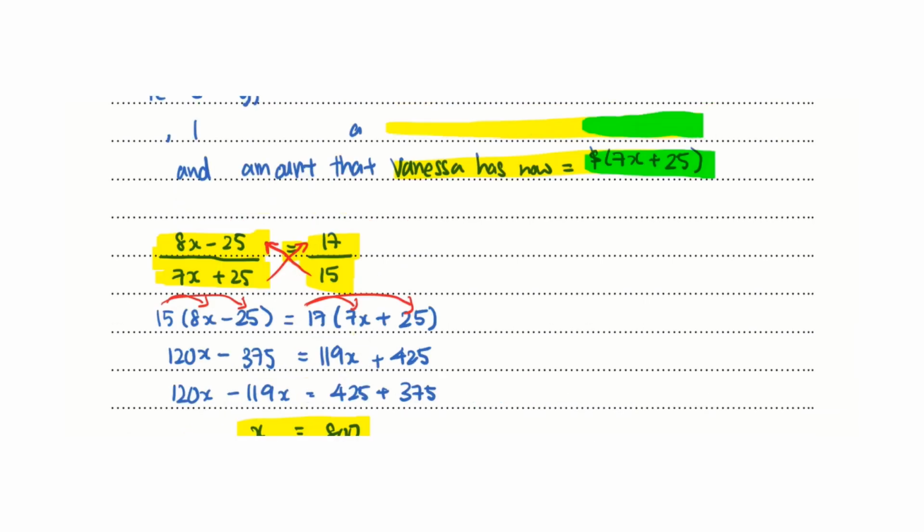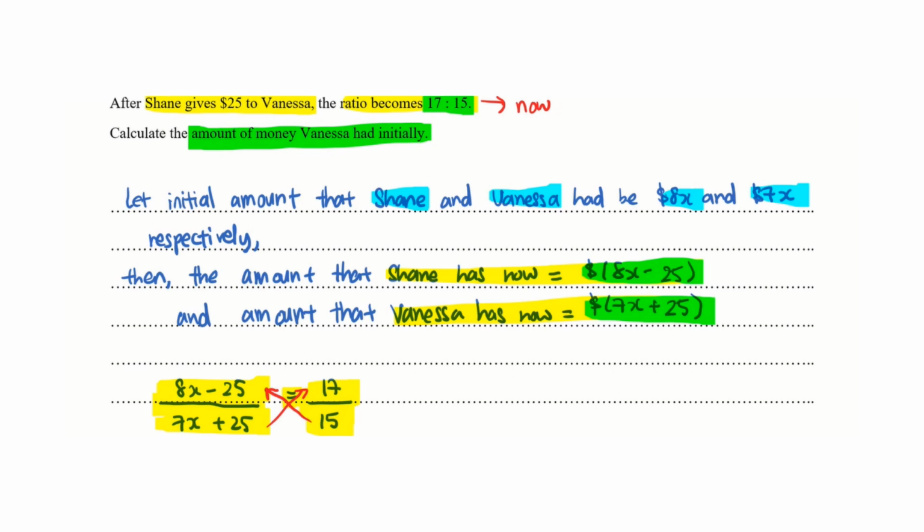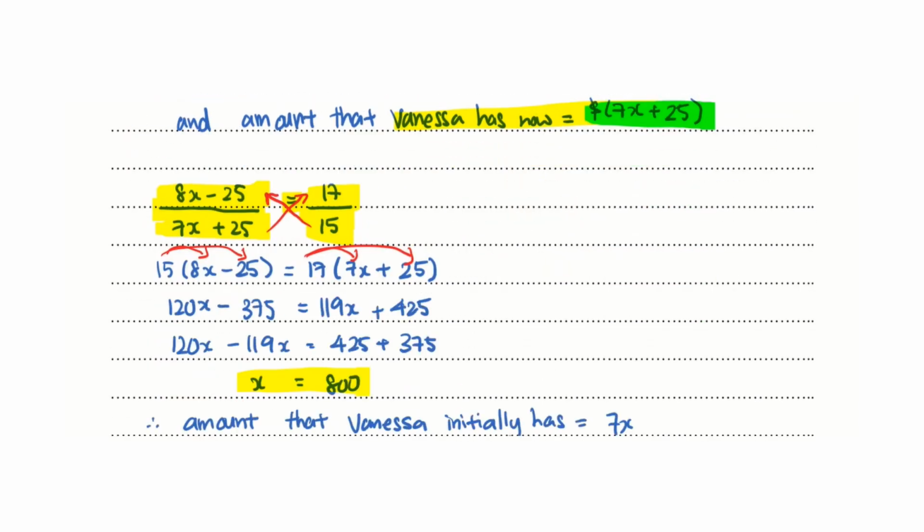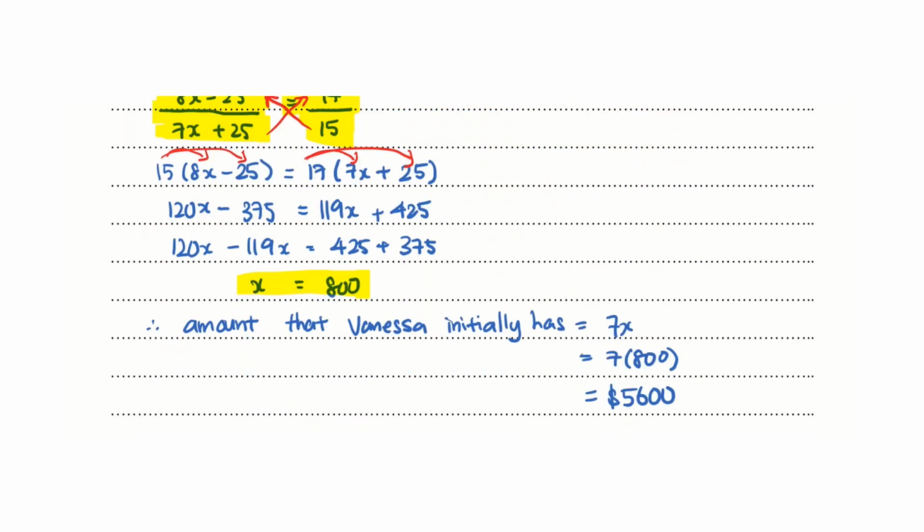However, do not forget that the question actually wanted us to find the amount of money that Vanessa had initially. It is not asking us to find the value of x, so be very careful over here. Hence, to find the amount that Vanessa has initially, it will actually be 7x dollars, which is 7 times 800, hence we get $5,600. Pardon me for my grammar, it should be had over here. I hope you understand how to solve this question.